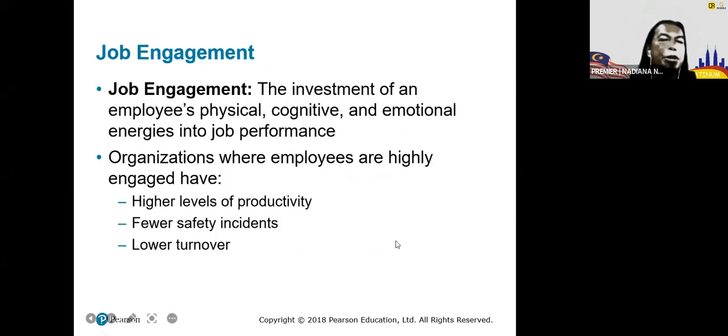Okay, job engagement. What is job engagement? The investment of an employee's physical, cognitive, and emotional energies into job performance. That is considered investment. They engage themselves physically, cognitively, and with emotional energy into the job performance.